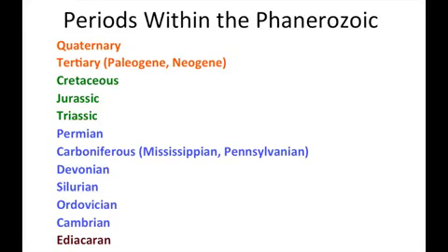Those periods all belong within the Paleozoic era. The Triassic, Jurassic, and Cretaceous all belong in the Mesozoic era. And finally, the Tertiary and the Quaternary belong in the Cenozoic era. The Tertiary also may be broken down into the Paleogene and Neogene, depending on who you talk to. So these represent the periods within the Phanerozoic, like I said, excluding the Ediacaran, which occurred in the Proterozoic.